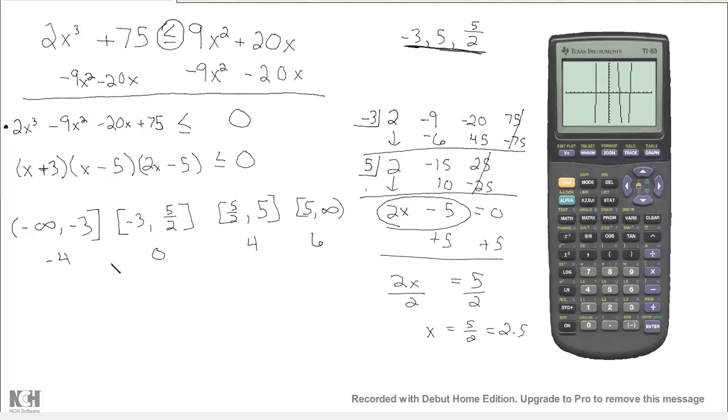Now what I want to do with each of these is test them in this inequality here to see if the answer I get when I plug them in is less than 0. If it is less than 0, then I know that interval is part of my answer. If not, I can leave that interval out. So if I plug negative 4 in to the polynomial, and you can do this by hand or use the calculator.